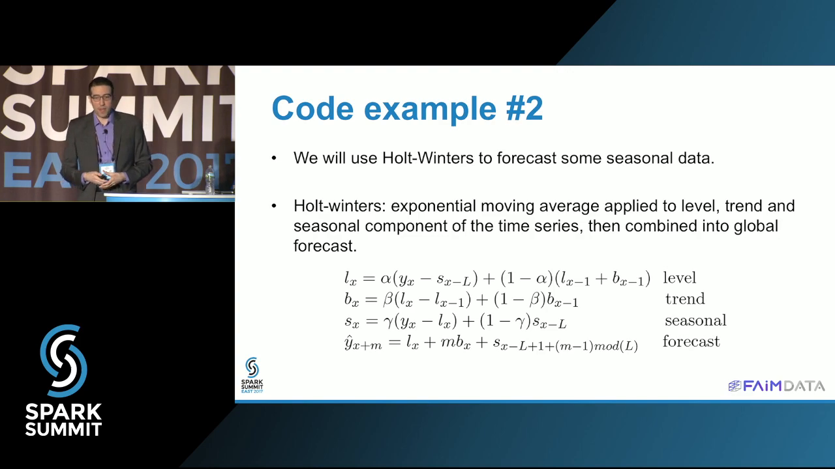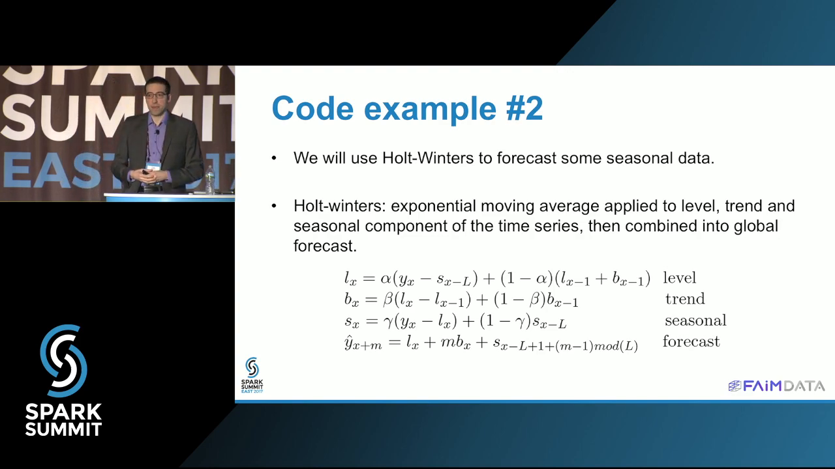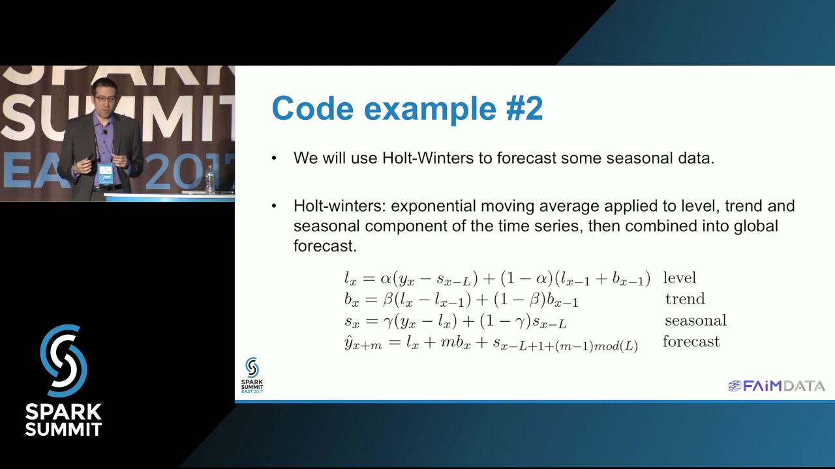Okay, second and last code example. Here we're using the Holt-Winters method. The Holt-Winters method is good for seasonal data. The way it works is based on the concept of exponential moving averages. We apply the exponential moving average to the levels of the variable, to the trend of the variable, and to the seasonal cycle of the variable.